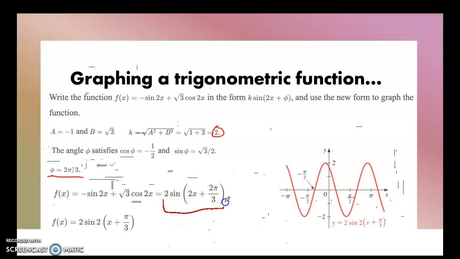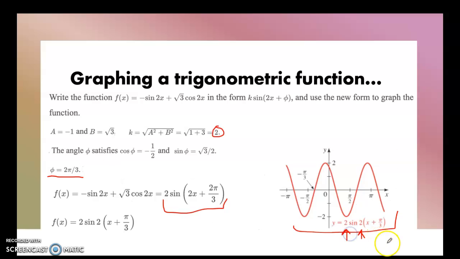Now, rewriting it like this is great, and we got the answer, but we need to factor out a 2 because we want x plus an angle. We want this to be just an x and this to be just an angle, so we factor out a 2, and there it is. And you remember, this 2 has to do with the period, this 2 has to do with the amplitude, and this pi thirds has to do with the shift.